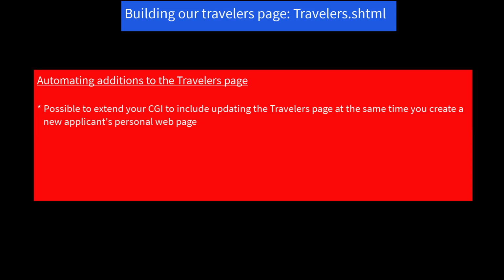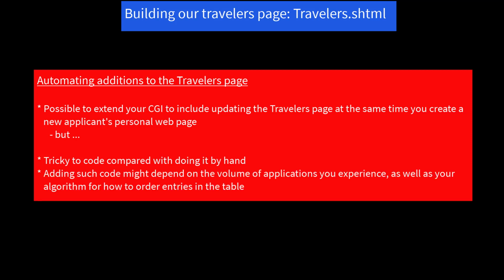It is certainly possible to extend your CGI to include updating the Travelers page at the same time you create a new applicant's personal web page. But it turns out this is rather tricky to code, whereas doing it by hand doesn't take long at all. Whether to add this capability in the CGI code might depend on the volume of applications you experience, as well as your algorithm for how to order the entries in the table. For example, members of a family traveling together might not all have the same last name, so how do you want to order them in the table?